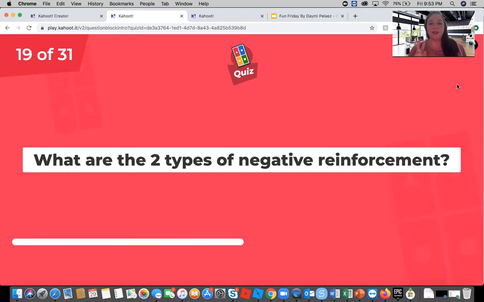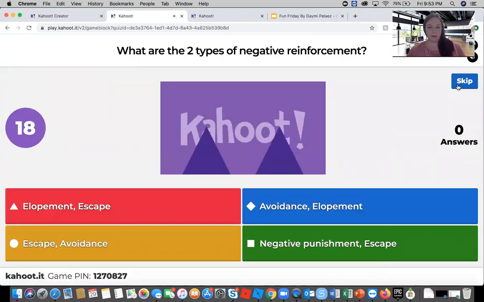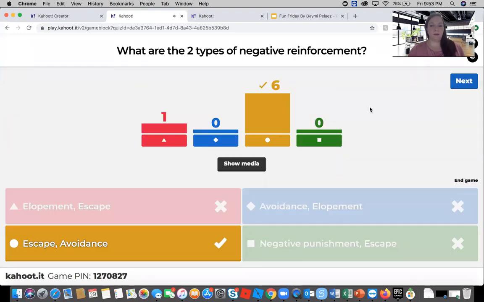What are the two types of negative reinforcement? Two types. Escape and avoidance. Great job. Wonderful.